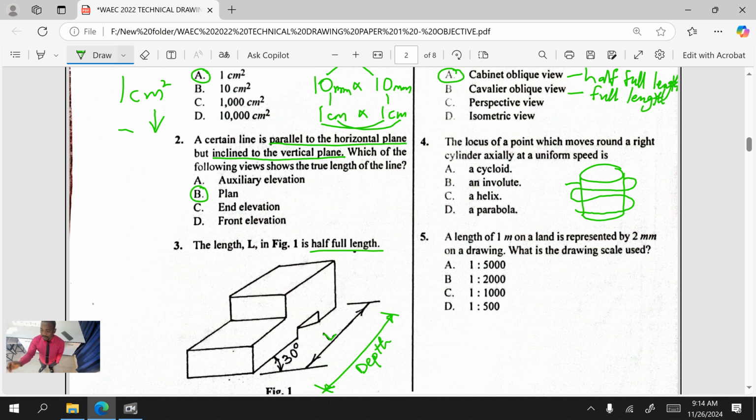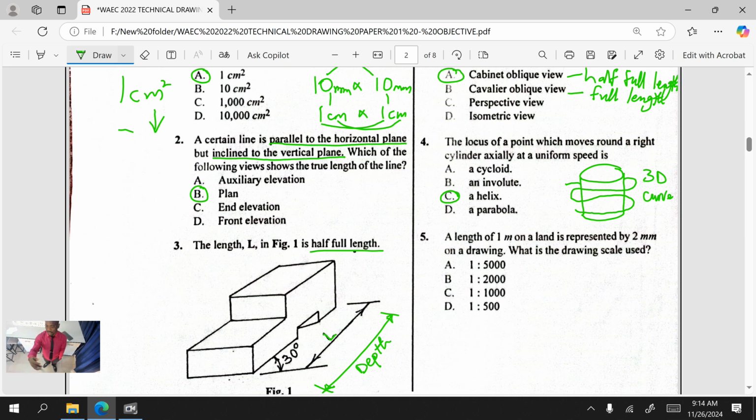So when a point moves round a cylinder axially, that means along the axis at a uniform speed, the locus that will be formed is referred to as helix. So it's a three-dimensional curve. I believe we'll see more of this curve as we go on.